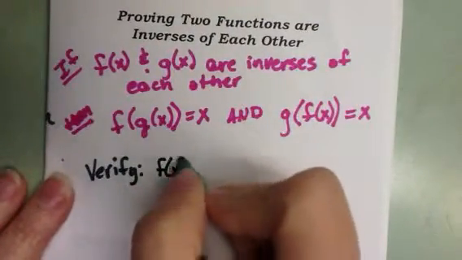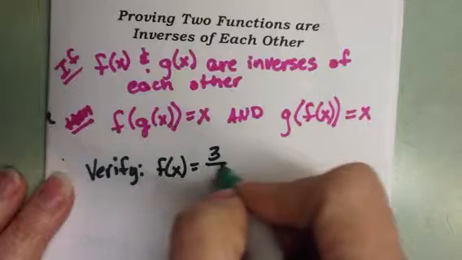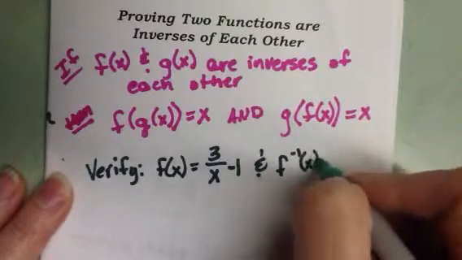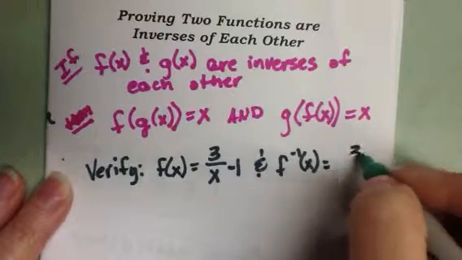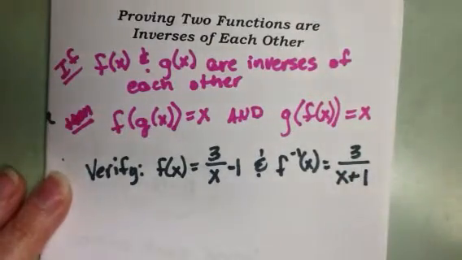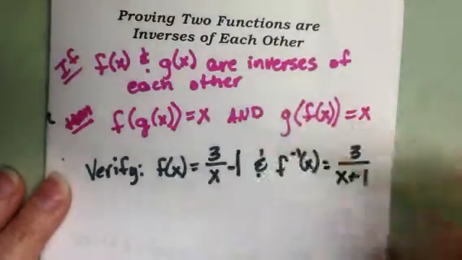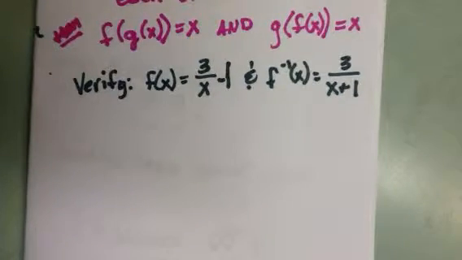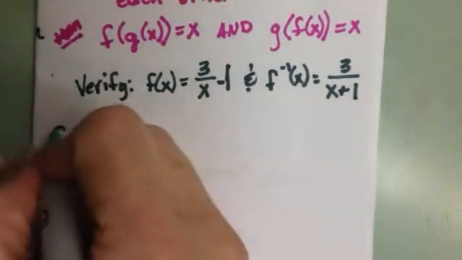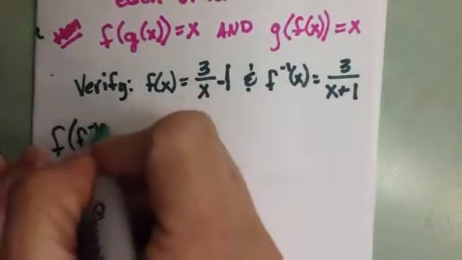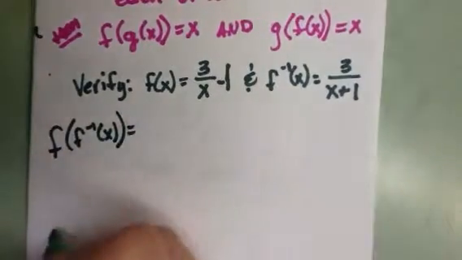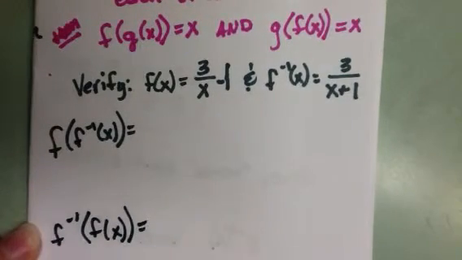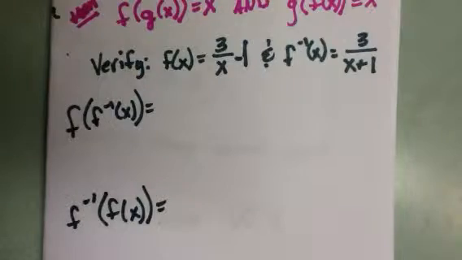f of x equals 3 over x minus 1, and 3 over x plus 1 are inverses of each other. Okay, that they are inverses of each other. So, if I take, first of all, we want to find f of the inverse, and then we're going to find the inverse of the original. Now, if both of those equal x, then they're inverses of each other.